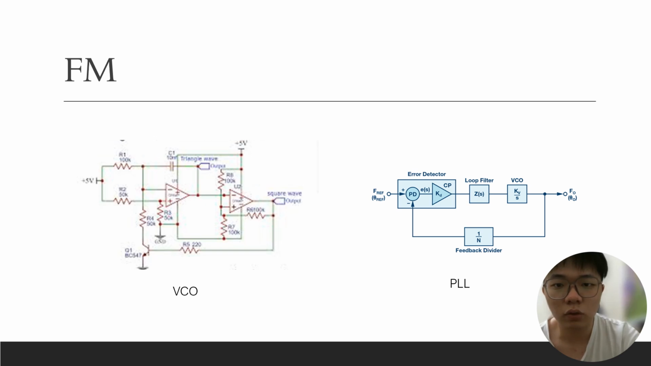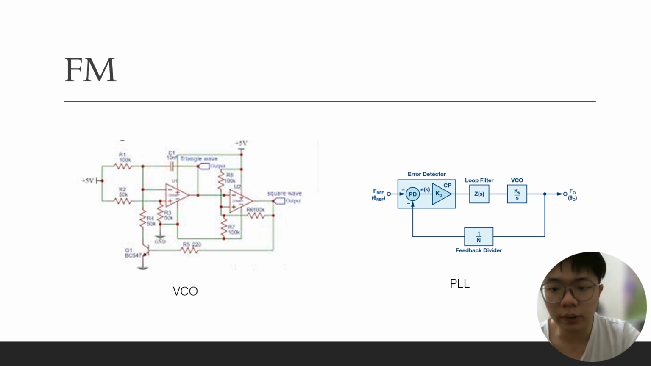This is the FM modulation and demodulation, which are the VCO, voltage controlled oscillator, and the PLL, phase locked loop. For the VCO modulator, its function is to change the frequency of a VCO in response to an input voltage.